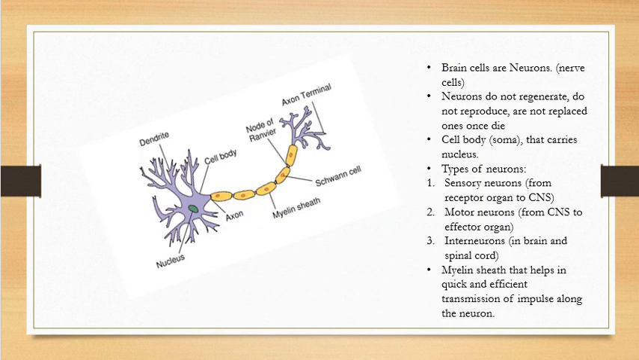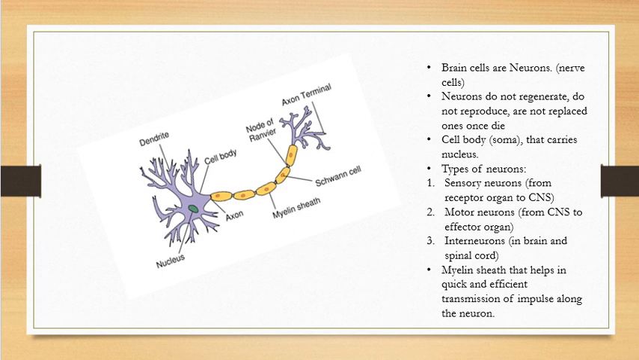So let's see what a neuron is. Neurons are basically nerve cells. These are the brain cells. The different cells in our brain are known as nerve cells. These are the functional unit of the brain, as the nephrons are the functional unit of the kidneys. In a similar way, nerve cells are the functional unit of our brain. Neurons, unlike other body cells, cannot regenerate, cannot reproduce, and cannot be replaced once they die.